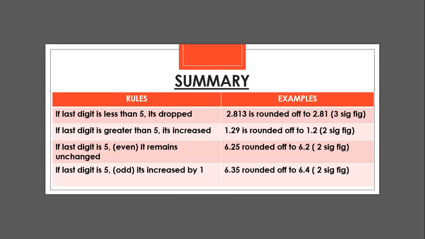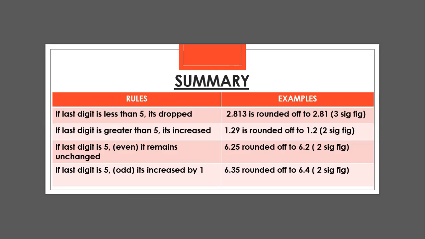Summary. If the last digit is less than 5, it's dropped. If the last digit is greater than 5, it's increased. If the last digit is 5, you have to look at the previous digit. If the previous digit is even, it remains unchanged, and if the previous digit is odd, it is increased by 1. Okay, let's see the examples. 2.813 is rounded off to 2.81, up to 3 significant figures.